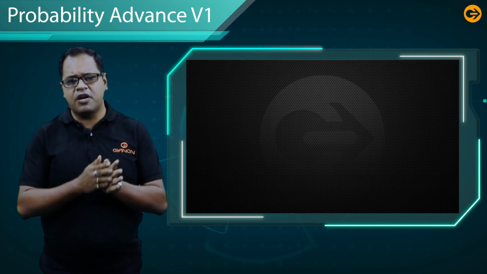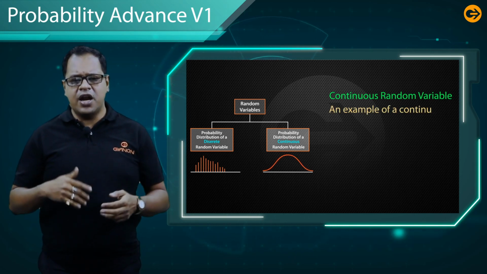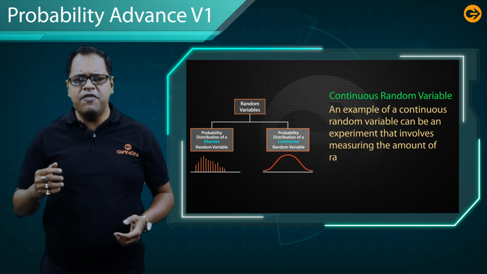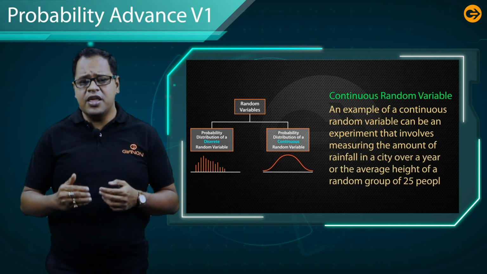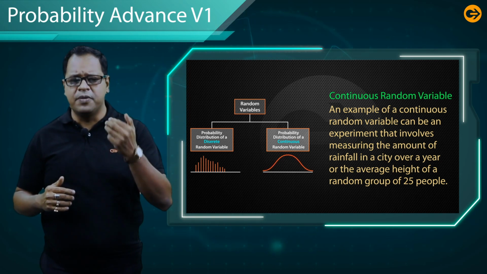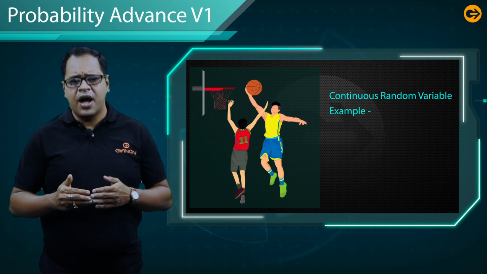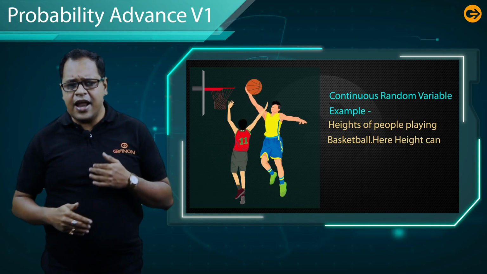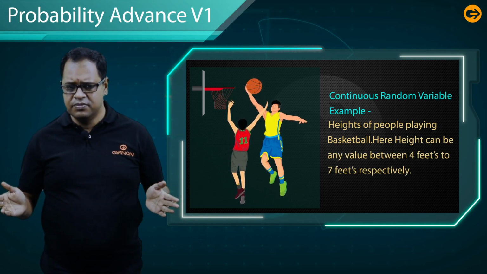Now let us discuss continuous random variable. An example of a continuous random variable can be an experiment that involves measuring the amount of rainfall in a city over a year, or the average height of a random group of 25 people. What is an example of a continuous random variable? Height of the people playing basketball. Here, height can take values between 4 feet and 7 feet.